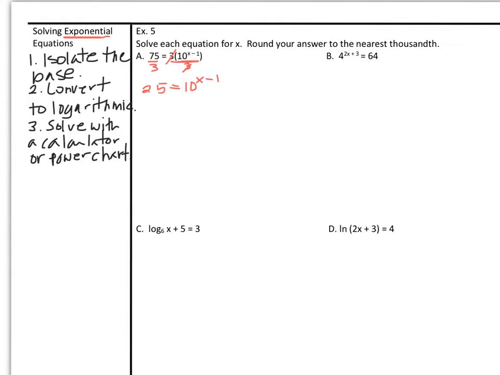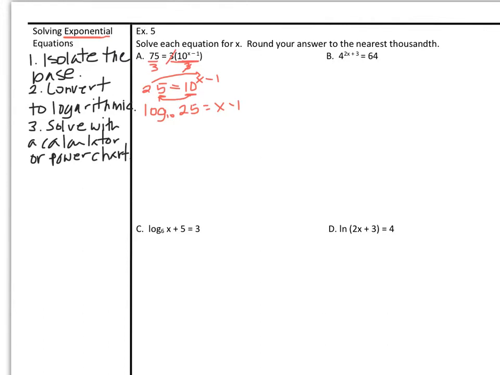Now we're going to convert to logarithmic. When we convert to logarithmic, we literally start off by writing that prefix log. The base is 10, so that makes our base for the logarithm 10. And then we loop it. We're taking the logarithm of 25, and we set it equal to whatever our exponent is. There's our looping. From here, we have to solve.